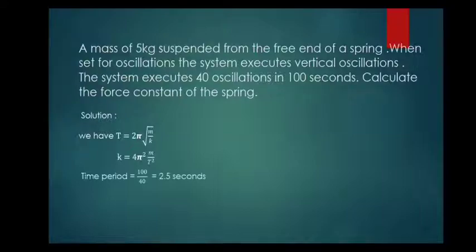So the time period is equal to 100 by 40, which is equal to 2.5 seconds. In the above formula you substitute k = 4π², m is 5 kg, divided by T² = 2.5², which is equal to 31.5 Newton per meter. Next problem.